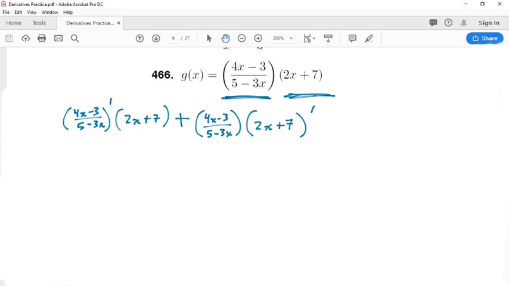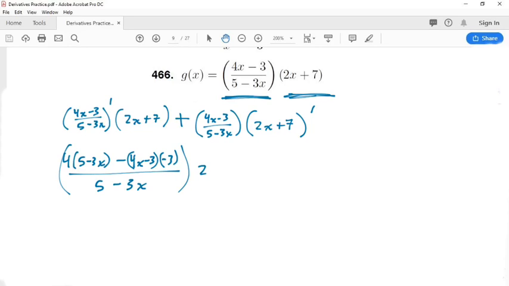Okay, let's do the quotient rule first. So we had the derivative of the top part. So that would be 4 times the bottom minus, now we have the top, which is 4x minus 3 times the derivative of the bottom. And the derivative of the bottom is negative 3. All divided by 5 minus 3x. And this is all multiplying to 2x plus 7. Plus, so there's my plus. Did I do something wrong? The bottom. Oh, I got to square the bottom, thank you. So I square the bottom. Don't forget that. Okay, and then on the right side, I have the fraction.